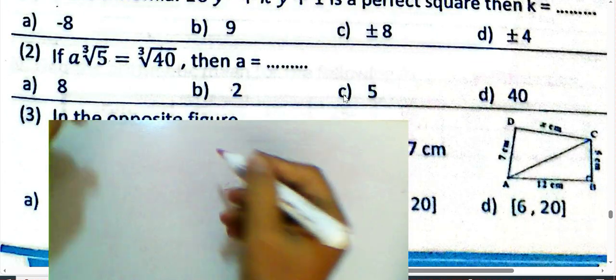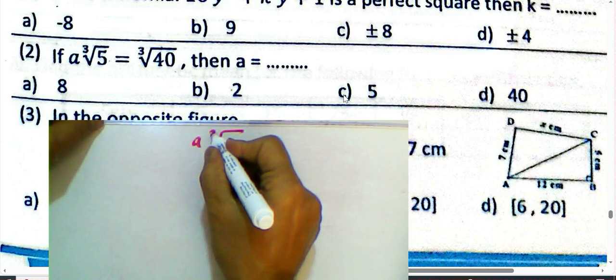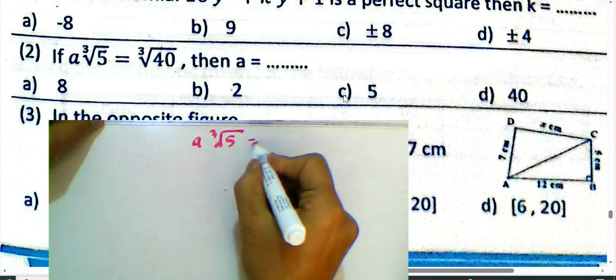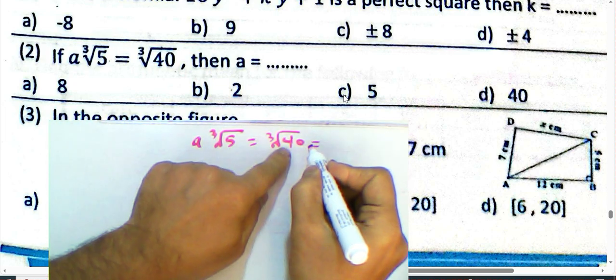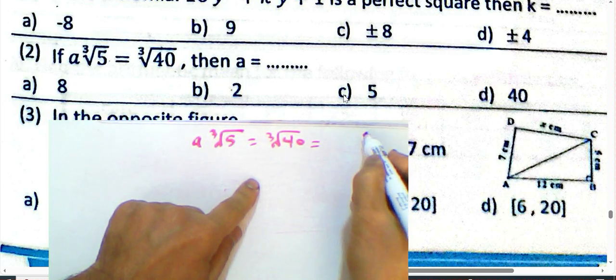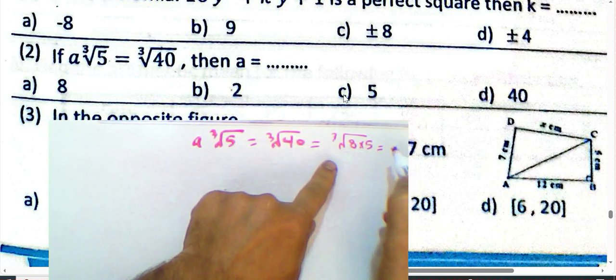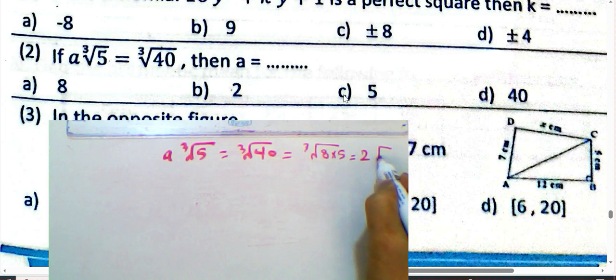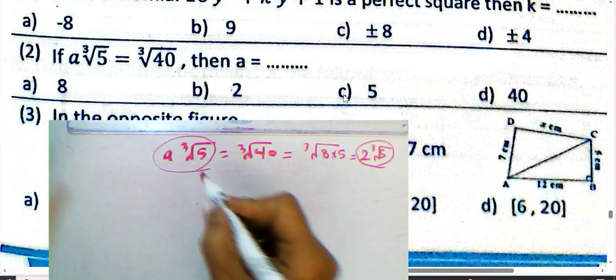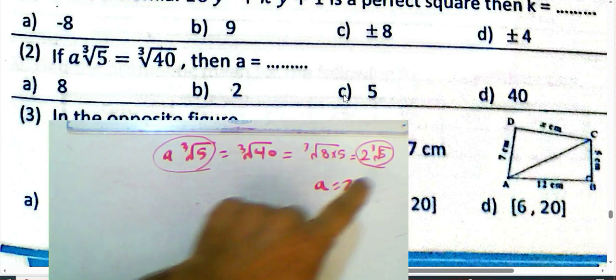Number 2, we have A times the cubic root of 5 equals the cubic root of 40. We know 40 equals 8 times 5. We can write here the cubic root of 8 times 5. The cubic root of 8 equals 2. You can write 2 outside the cubic root of 5, and then comparing the two numbers, the value of A equals 2, its coefficient of the cubic root of 5.